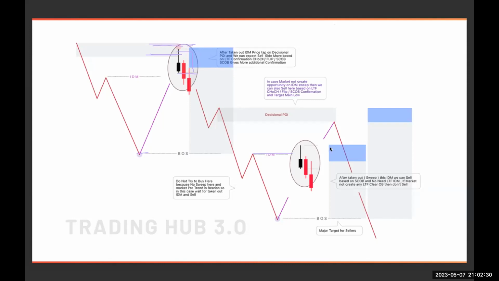When inducement is swept, you can buy or sell here only based on single candle order block. In that case, you don't need to wait for chalk or flip or anything, right? Sell here and the target is here. This is a simple thing. Here you need chalk, flip, single candle order block, everything. But here you need only single candle order block. Okay, so this is the difference between both scenarios. Sometimes the market fails and goes higher, mitigates your indecisional PY and gives a reaction, but you need additional confirmation like chalk, flip, and single candle order block, and then sell till this low. That's it.